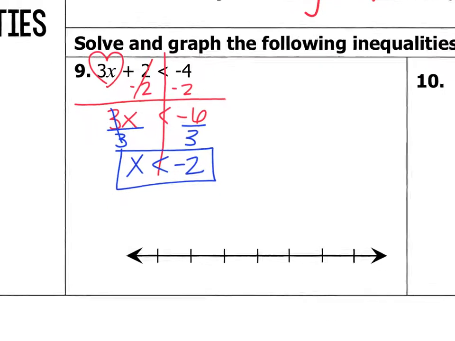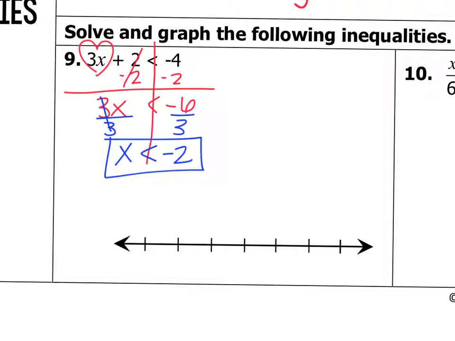Now, do you see how on the bottom they give you a graph? They want you to graph the solution. So here's 0, and here's negative 2. Open or close circle? Open, shaded to the left. So those are all of the solutions, everything that I shaded.